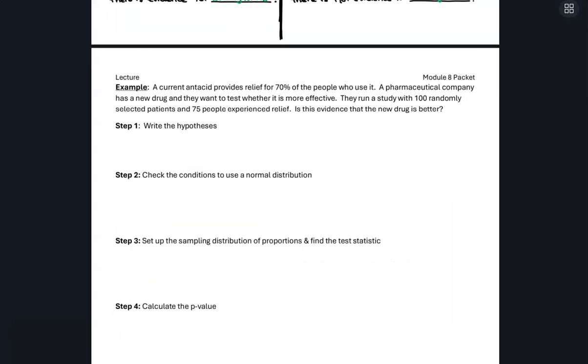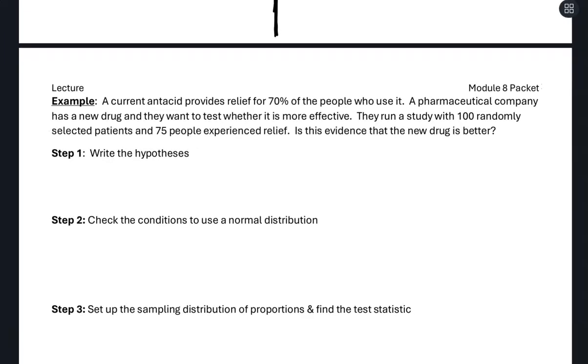Okay, so let's talk about what we're given in the question here. A current antacid provides relief for 70% of people who use it. So that right there, the current antacid, that's what's happening right now. This is a population proportion. I know that because it's not attached to any sample size. That's basically what's printed on the bottle right now. 70% of people feel relief from this antacid. So that's our current value.